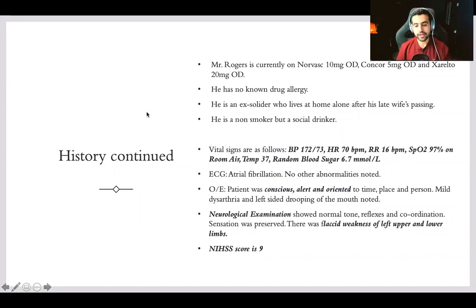So the neurological examination showed normal tone, reflexes, and coordination. There was a flaccid weakness of the left upper and lower limbs. And then, if you want, you can also include the relevant scores. So in this case, it's the NIHSS, which was 9.